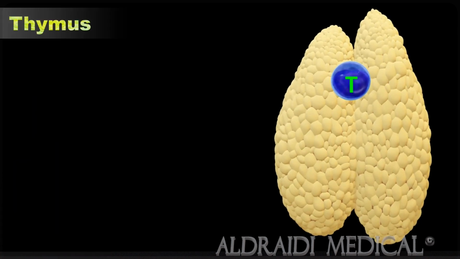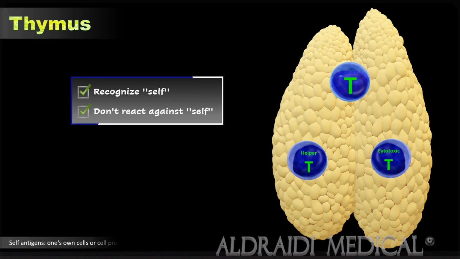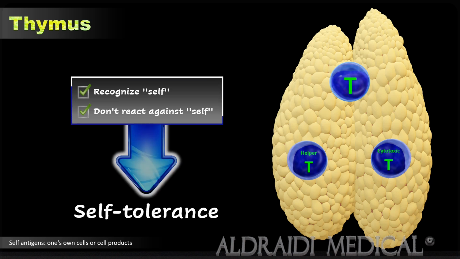The thymus is also a primary lymphoid organ, and it is the site of terminal T cell maturation and differentiation. And it is where T cells receive their education to finally become helper and cytotoxic T cells. Now part of this education is programming these lymphocytes to recognize self and not react against it. And that is called self-tolerance. This process is very essential for normal immune function. And without it, our lymphocytes will react against our own tissues and cells, resulting in autoimmunity.